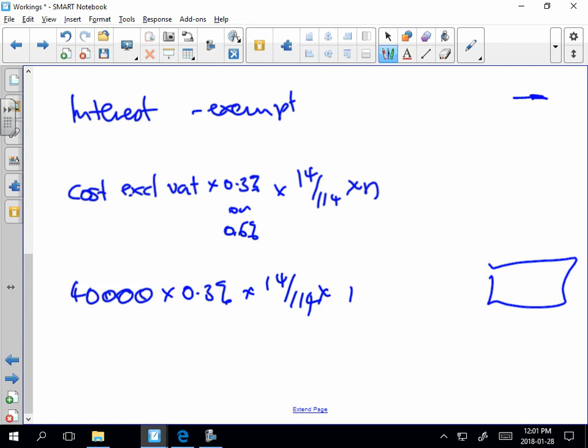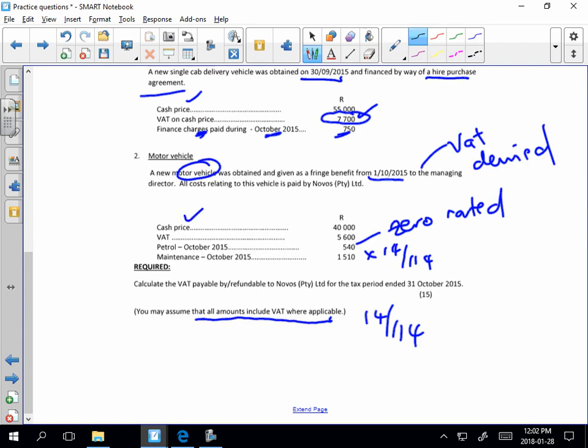Any questions, guys? Yes. Okay, so that's the cash price excluding VAT. They broke down the invoice for you: the value of the vehicle, VAT on the vehicle, petrol on the vehicle, and maintenance on the vehicle. Cash price equals what we call value. And value is consideration less VAT.